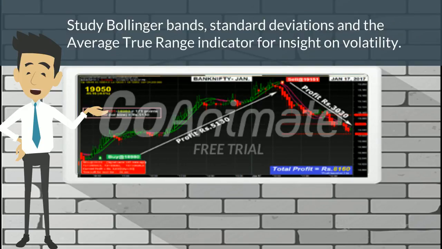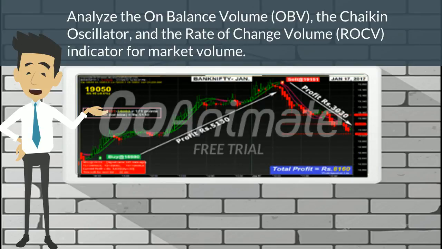Study Bollinger Bands, standard deviations and the average true range indicator for insight on volatility. Analyze the on-balance volume, OBV, the Chaikin oscillator, and the rate of change volume, ROCV, indicator for market volume.